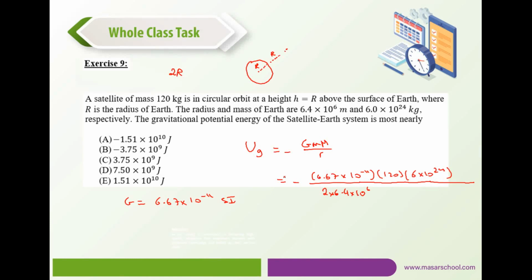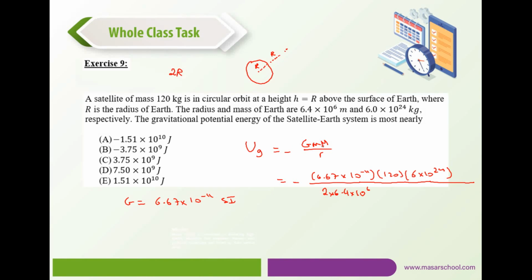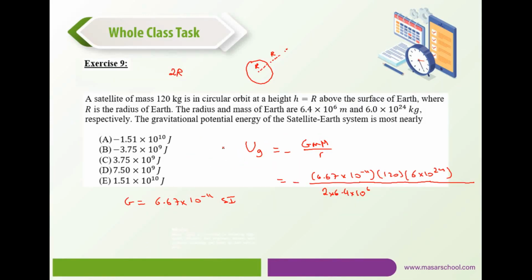Plugging this complicated expression into the calculator, we would have a value of minus 3.75 times 10 to the power 9 joules. And here notice that B and C are of the same magnitude up to a minus sign, which means that we should use the gravitational potential energy preceded with a minus sign. Then B is the correct answer.